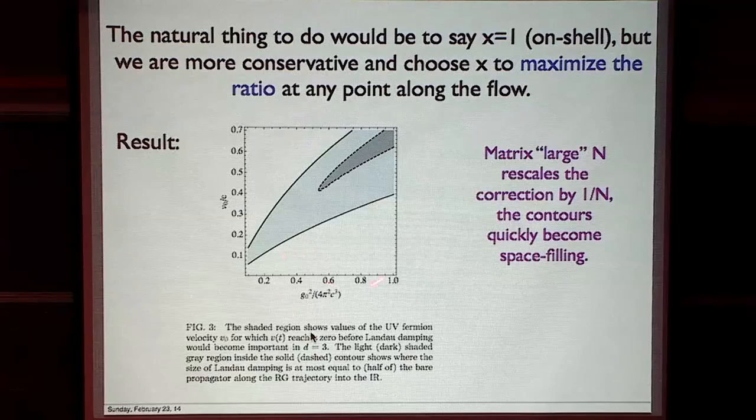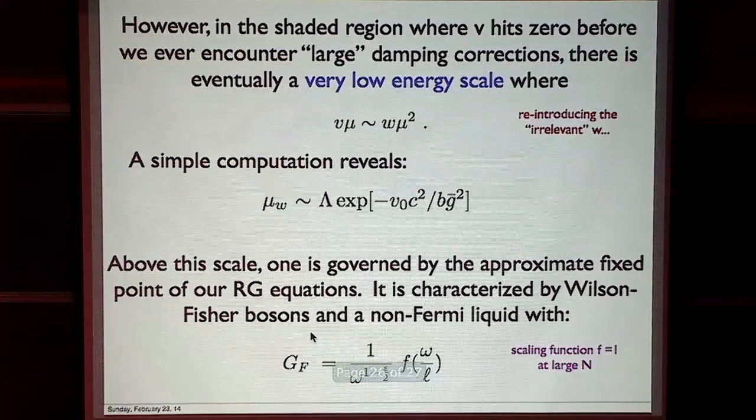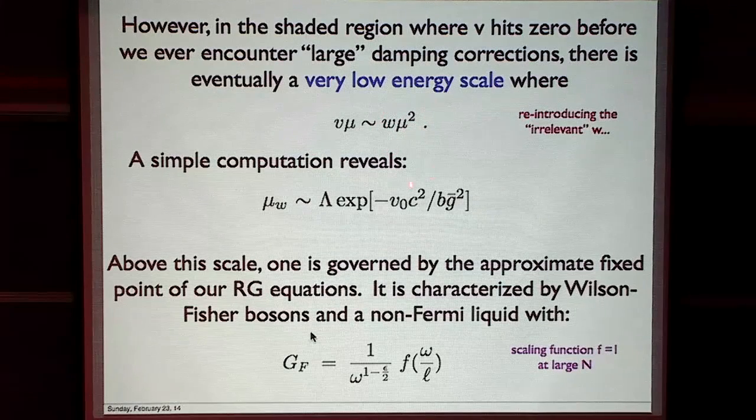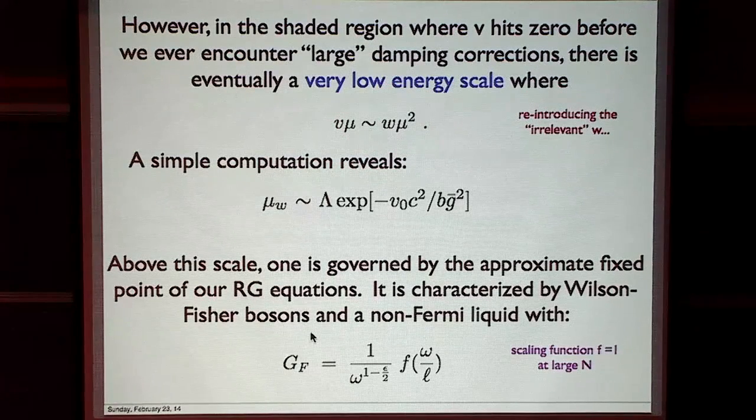No, as I said, this shaded region should really be shaded, and I'm about to tell you why it's not, because something interesting happens before you quite get to 0. See, in the shaded region, this is exactly Sean's question and Joe's too. In the shaded region where V hits 0, before we ever encounter large damping corrections, there's eventually this very low energy scale where the subleading term in the dispersion at energy mu, W mu squared, competes with V mu. Right? That was the irrelevant operator competing with the rapidly flowing V. And that means formally we'll always hit this scale before V gets to 0.